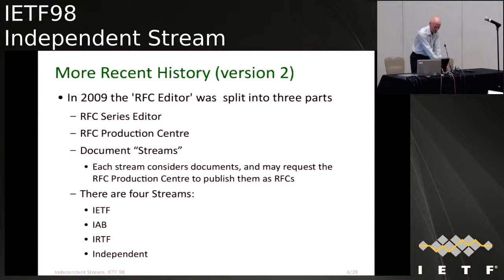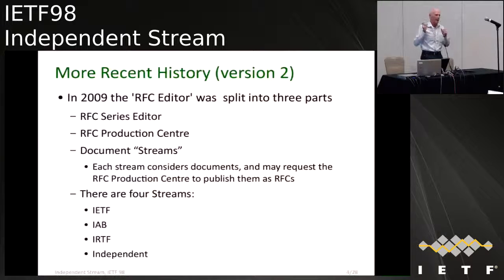So things continued about like that until about the middle of the 2000s. By that stage, the number of documents being sent to the RFC editor got bigger and bigger. So at about that stage, the IAB stepped up and took over the high-level oversight of the RFCs. They took what had been the RFC editor and split it into three parts. The RFC series editor, they said, we need somebody to maintain overall control of the RFCs. We'll have the RFC production centre, the people who actually do the editing and publish the documents.